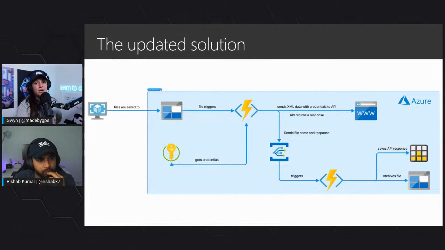So I would have Event Grid here, and then you can trigger an Azure function with Event Grid. When there's a new event, you can send information with it, like the file name and the response, and then that function would archive and then save the response. I could probably do another function, so that one archives and one saves the response to table storage, but that was probably a little bit overkill. But this would be the updated version of my solution.